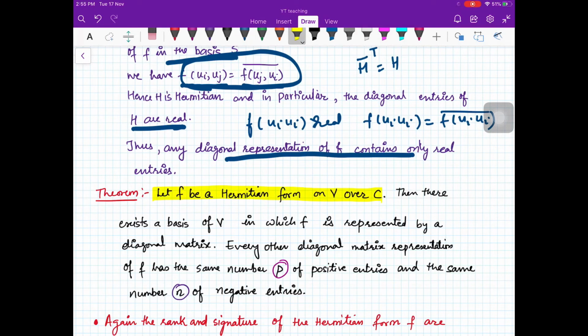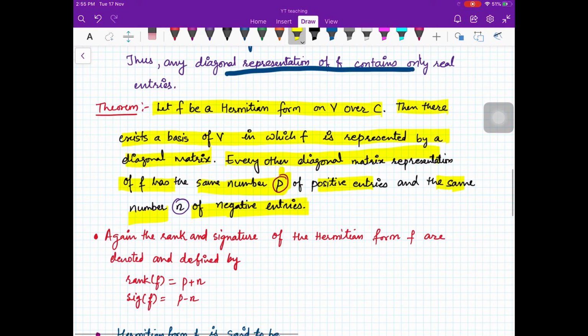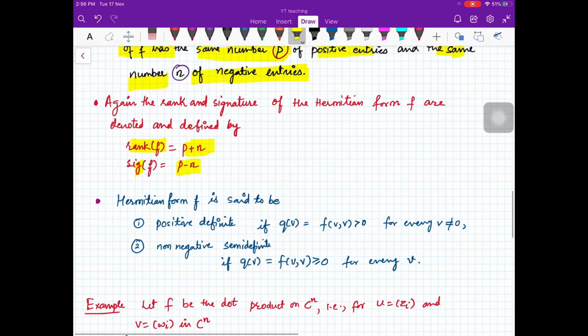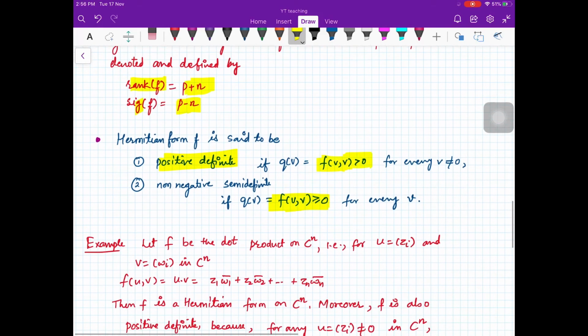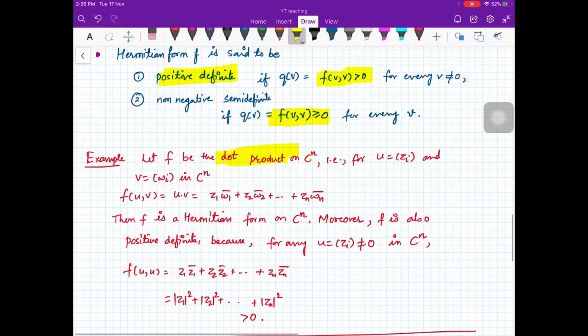So we have the following theorem: let f be a Hermitian form on V over the field C. Then there exists a basis of V in which f is represented by a diagonal matrix. This is the same as Sylvester's law which we studied in the last video. Every other diagonal matrix representation of f has the same number p of positive entries and the same number n of negative entries. Here p plus n is the rank and p minus n is the signature of f. Further, a Hermitian form is said to be positive definite if f(v, v) is positive, and it is non-negative semi-definite if f(v, v) is greater than or equal to 0 for every v.